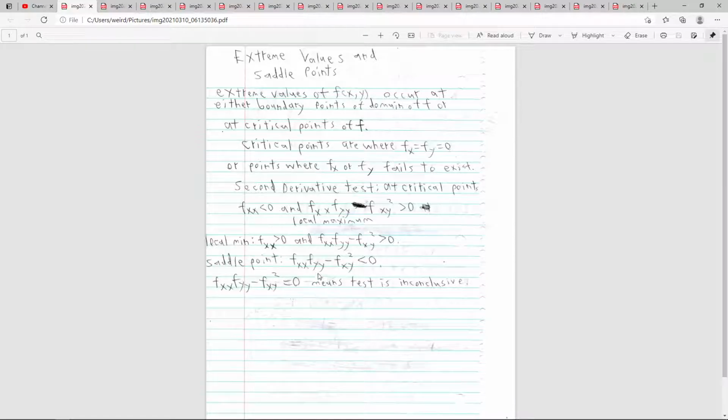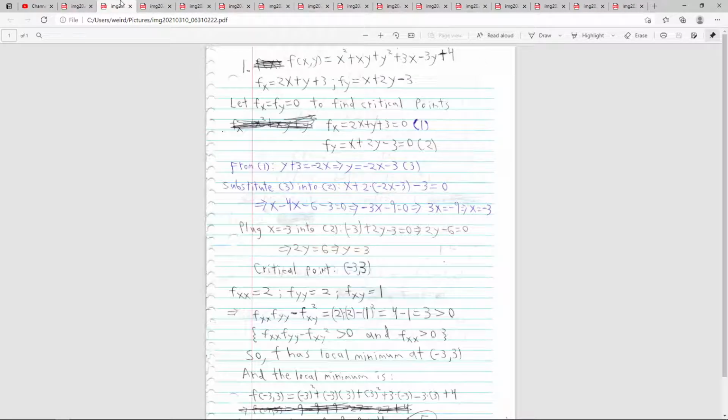Then a saddle point is where the discriminant is less than 0, just this thing is negative. And if the discriminant equals 0, then you have an inconclusive test. You can't really find it this way then. So you just have to remember that. That's the main thing that's really new here. And you have to use some old algebra tricks sometimes to solve these, depending on how it works. But you're basically solving a system of equations.